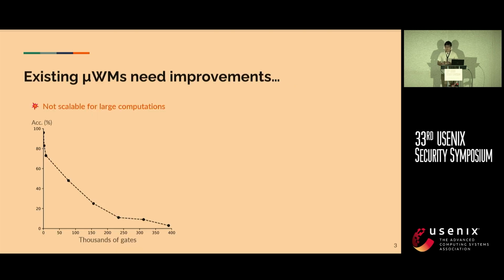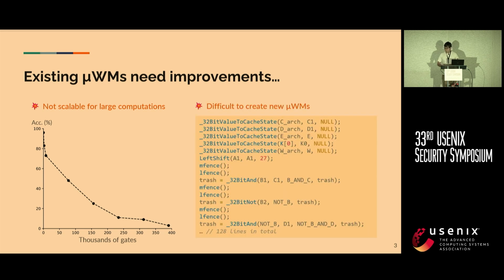This diagram shows that existing work suffers from low accuracy when running large circuits. This means that they cannot correctly compute complex computations like AES encryption. And this code snippet is Flexo's predecessor's implementation for the SHA-1 hash function. It contains a lot of low-level details, so only experts are able to create a new weird machine.